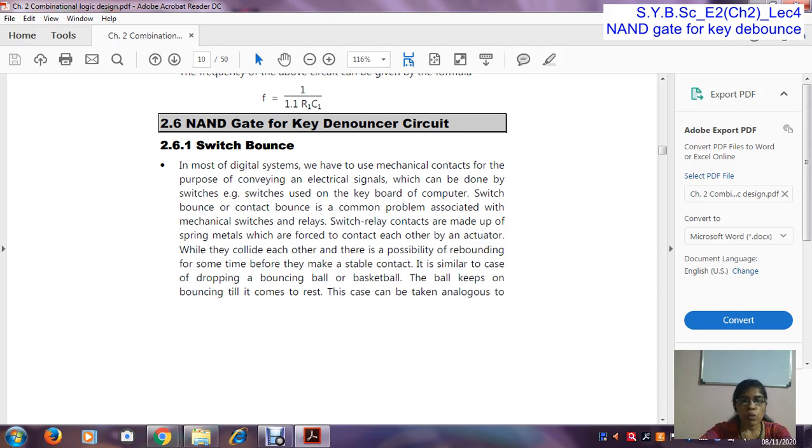Switch and relay contacts are made up of spring metal which are forced to contact each other by an actuator. While they collide with each other, there is a possibility of rebounding for some time before they make a stable contact. It is similar to the case of dropping and bouncing a ball or basketball.